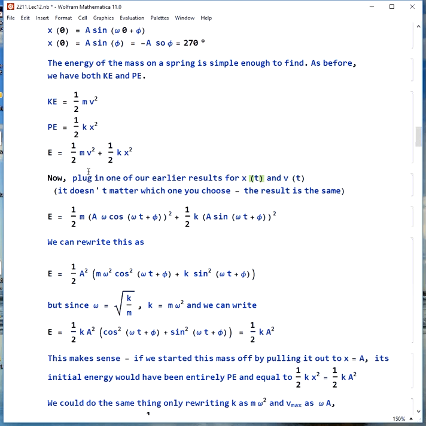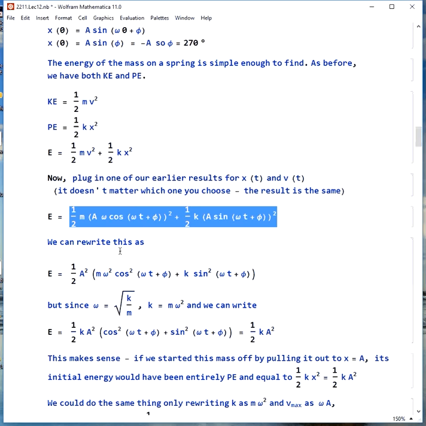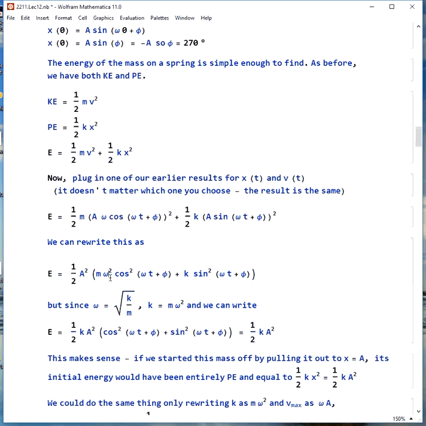When we plug them in, if we use x as A sine(omega t plus phi), we get the potential energy over here, and then that would give us v as omega A cosine(omega t plus phi). So we can write that. We can actually rewrite it. We can pull out the factors of 1/2 and A squared, and we get this.